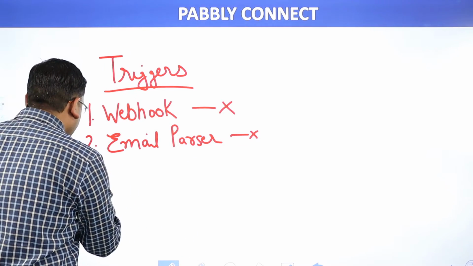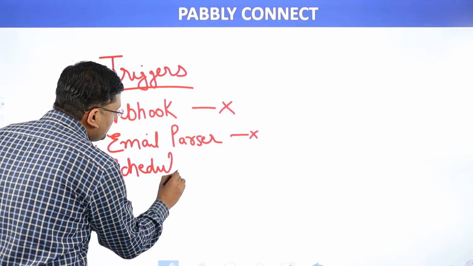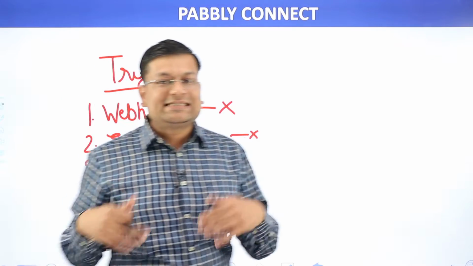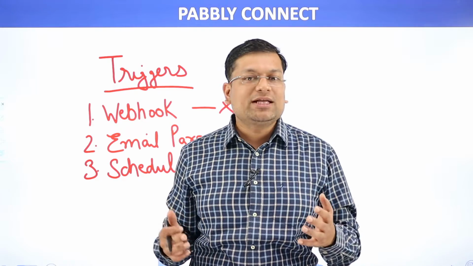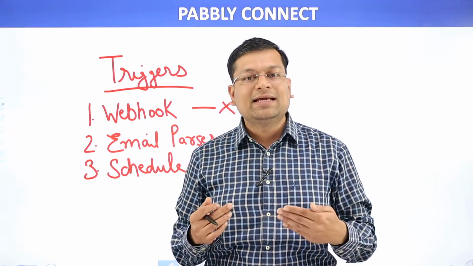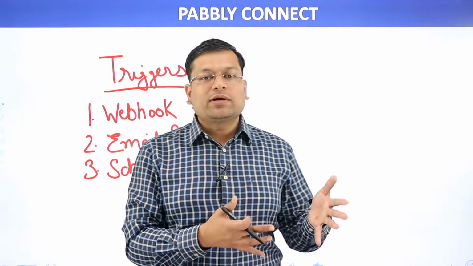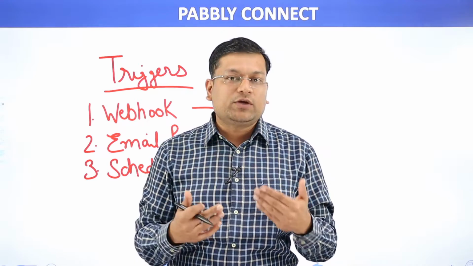And the third trigger that we offer is the schedule trigger, which means this trigger runs according to a set schedule, and it can run anytime you want. So if you want the workflow to run every 20 minutes, you can set that up inside a schedule trigger and it will automatically trigger every 20 minutes.